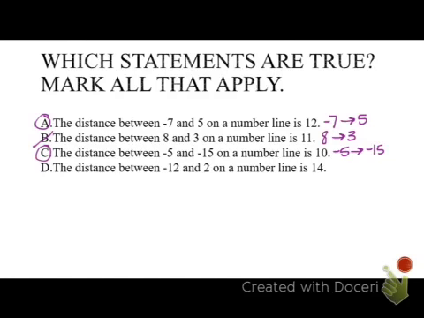On D, the distance between -12 and 2 on a number line is 14. So we would leave -12 and travel 12 spaces to the right to get to 0, and then 2 more spaces to get to 2. So we have traveled a total of 14 spaces. So A, C, and D are all true here.